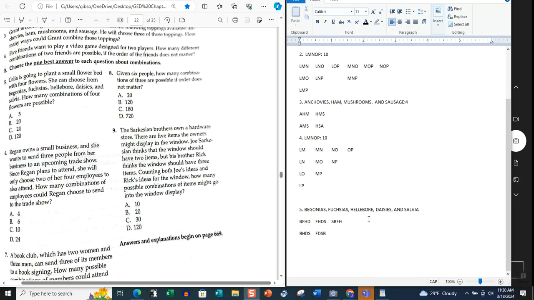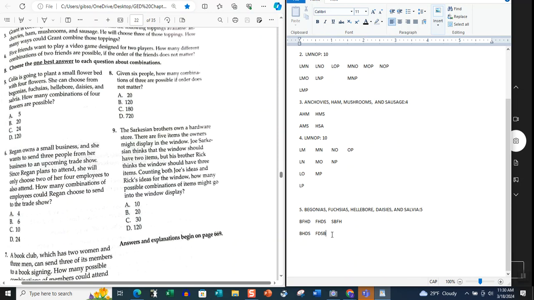Okay, class, these are the ones that we have from the flowers. We have BFHD, BHDS, FHDS, FDSB, SBFH. And these are your 5. So your answer here would be 5.